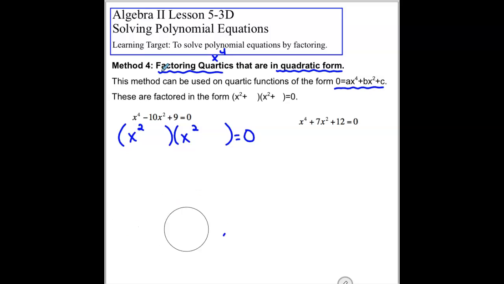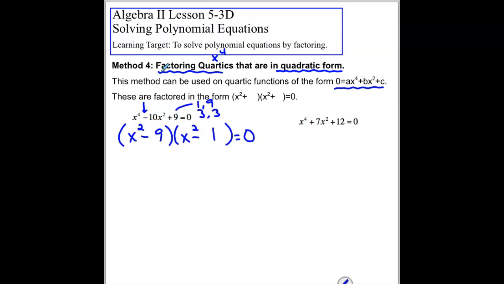And then we can do the same thing where we say, okay, well, what numbers multiply to be 9? 1 and 9, 3 and 3. They can be both positive or both negative. Since our middle term is negative, we need them both to be negative. And we need two numbers that multiply to be 9 and add up to -10. So we would use a 9 and a 1.